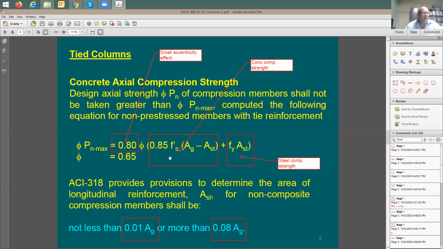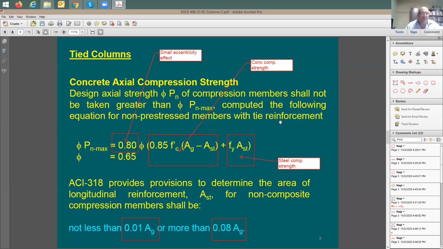So the column strength is going to be equal to phi, and your phi factor is going to be 0.65 for tied columns, multiplied by 0.85 f'c (Ag minus Ast), which means the net concrete cross-section area. This term here will represent the concrete compression strength. And this term here is going to represent the steel compression strength. We just consider the steel to be yielding. The equation is very simple, as you see here. There is no strain calculation to prove the phi factor or to justify the yielding point. You just use it as is.